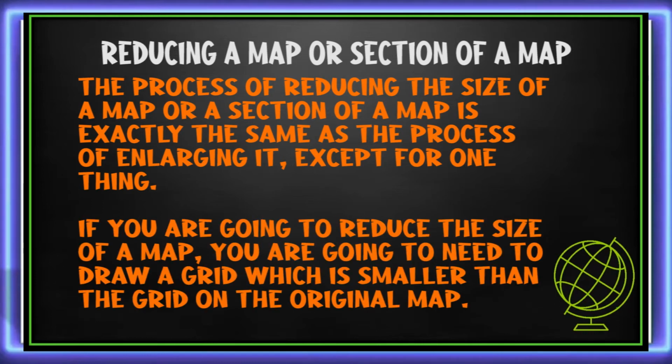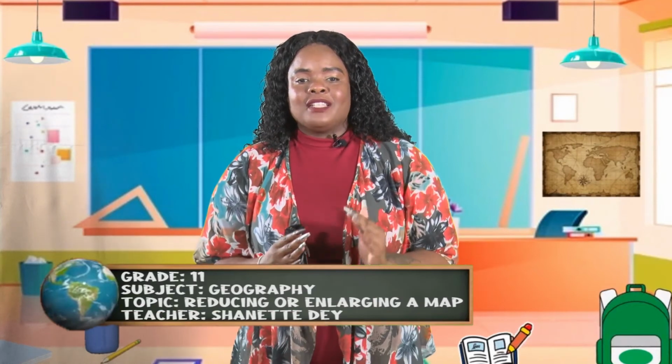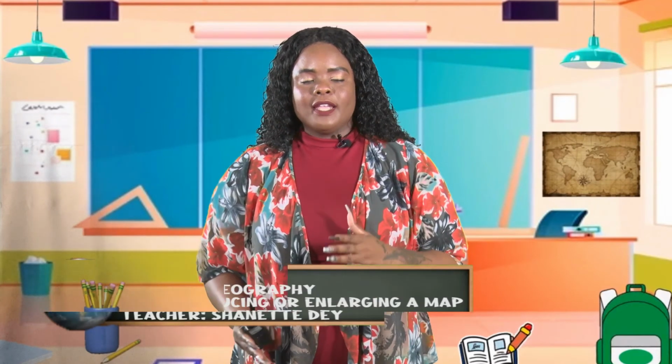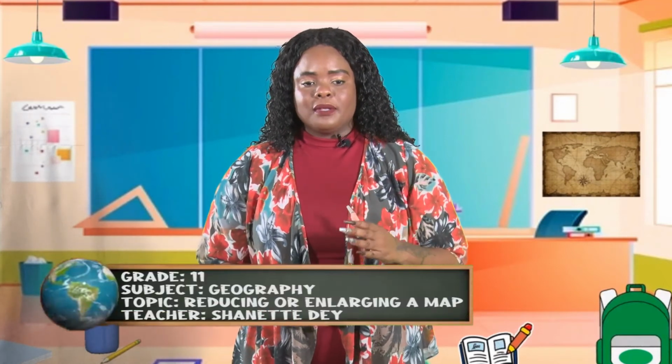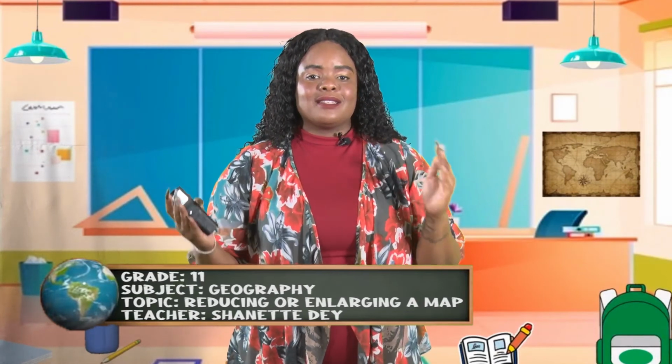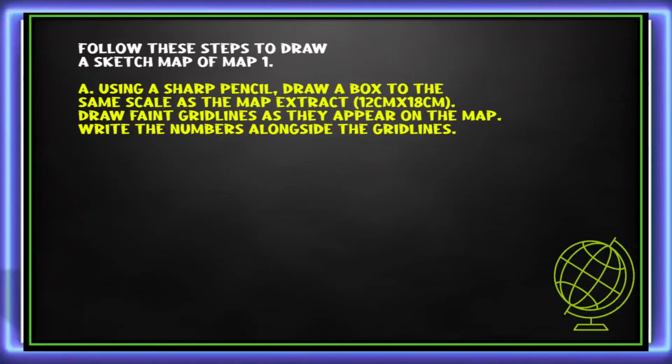Now, you are going to need to draw a grid which is smaller than the grid on the original map. Our next is map copying. So you already have a sketch of a map, all right? So we're going to follow these steps. Now remember, we're copying a map, which means we're looking to get the exact one. We're going to make some twins here. So number 1 says, using a sharp pencil, you're going to draw a box to the same scale as the map extract. For example, let's say it is 12 cm by 18 cm.